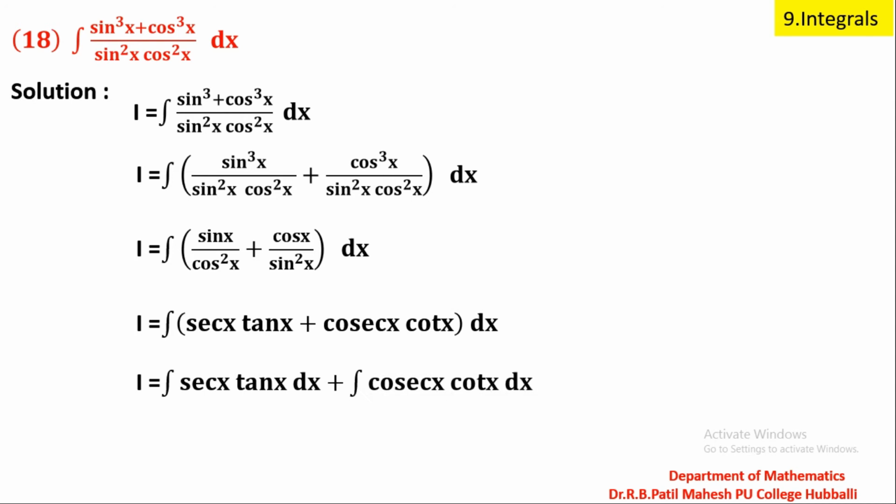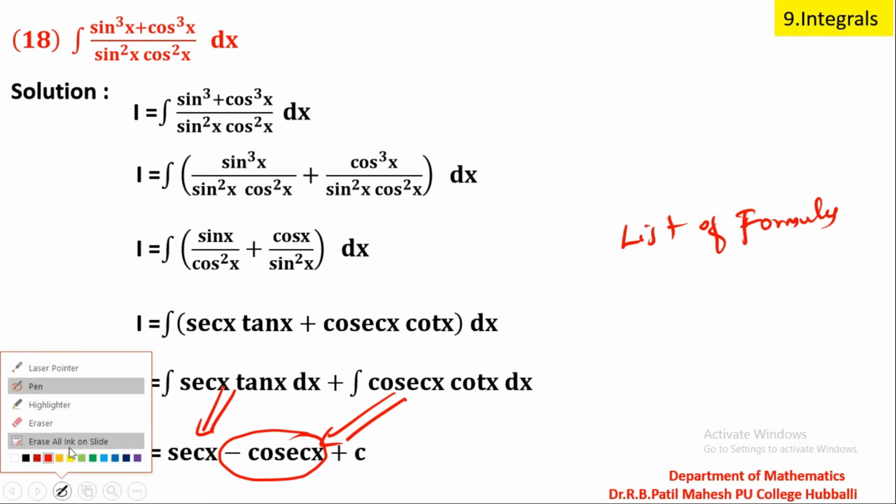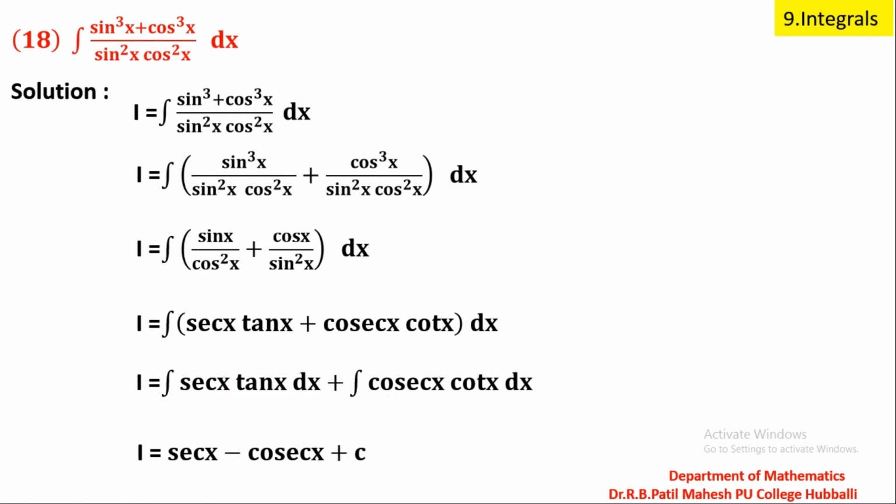By the list of standard integrals, integration of sec x tan x is sec x, and integration of cosec x into cot x is minus cosec x. List of formulas, I told you clearly, you must remember all the formulas in your mind. So here integration of sec x tan x is sec x, integration of cosec x cot x is minus cosec x, and plus c, the constant of integration. This is the solution of problem number 18.